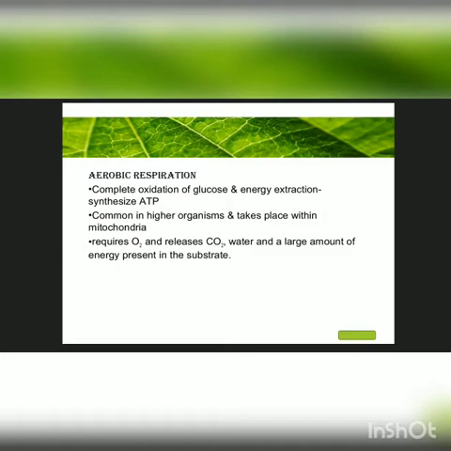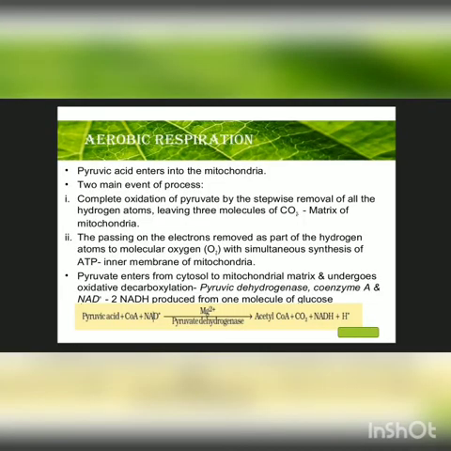And the crucial events which are taking place in it, let us discuss. So two main events of the processes are there. The complete oxidation of pyruvate by the stepwise removal of all hydrogen atoms, leaving 3 molecules of CO2. And this takes place in the matrix of mitochondria. Matrix, you know, क्या होता है? Fluid होता है. So जो fluid है mitochondria का, उसके अंदर ये first step होगा.